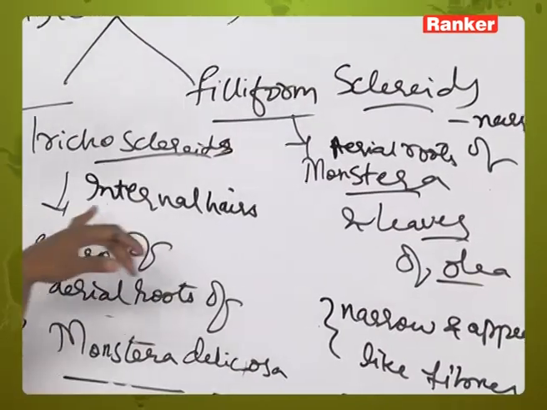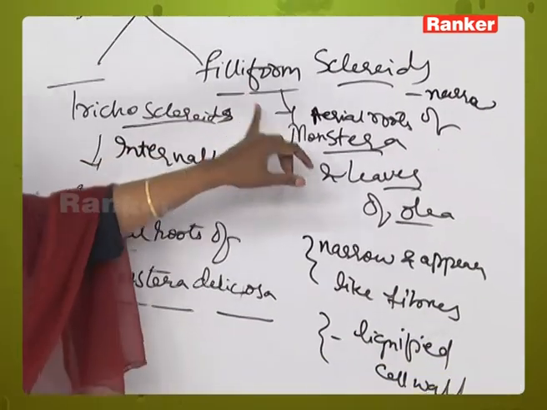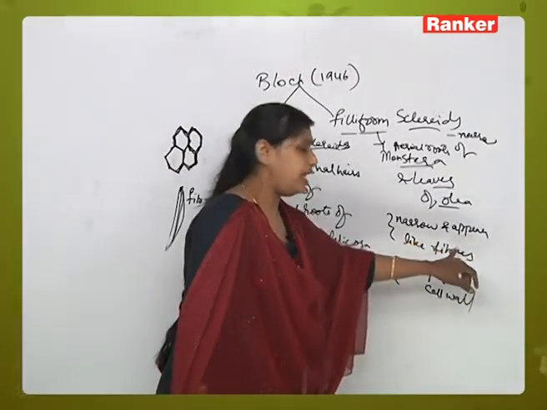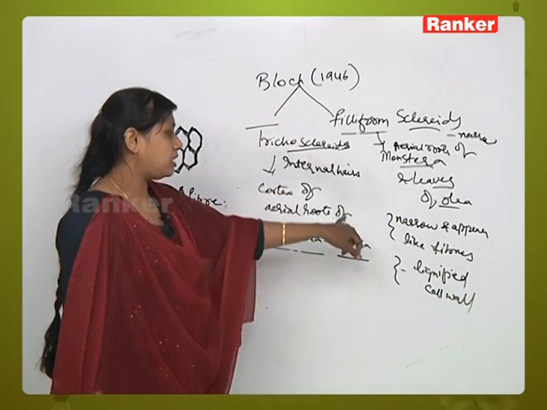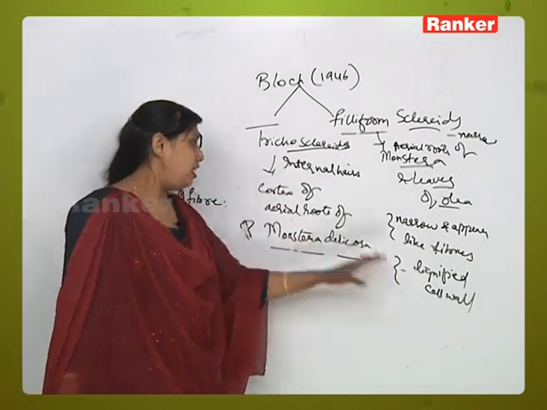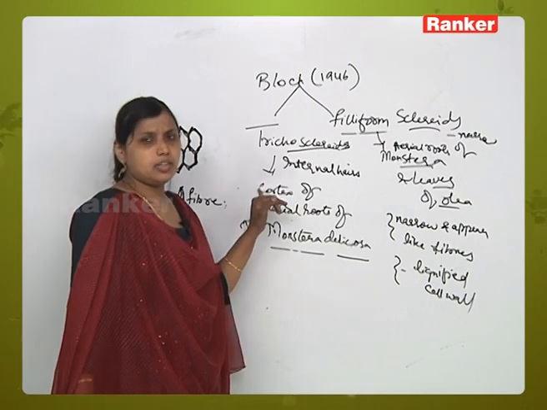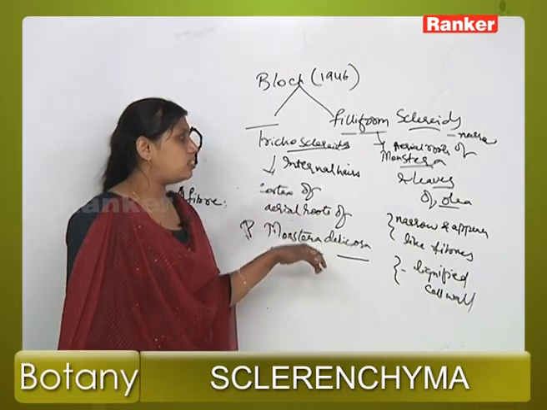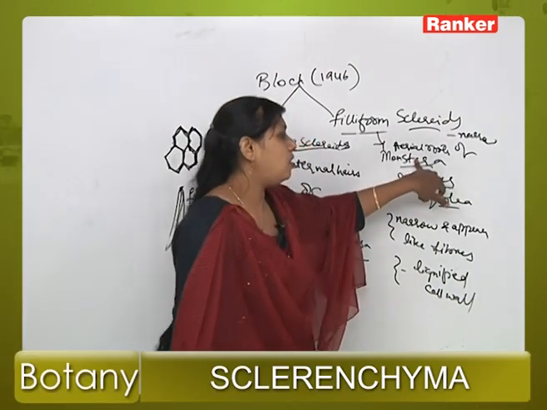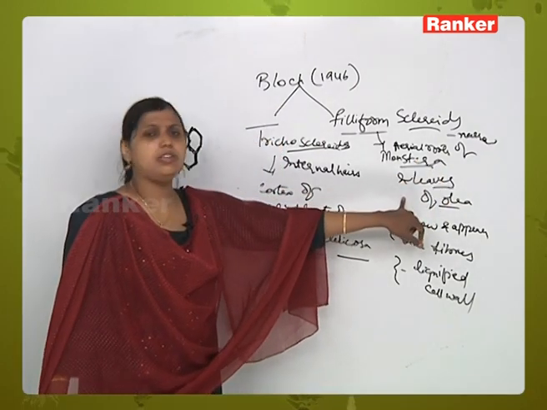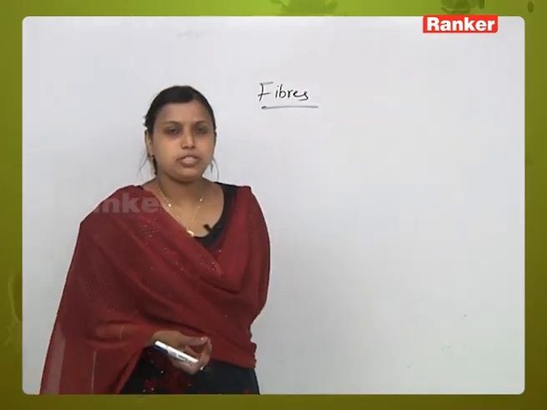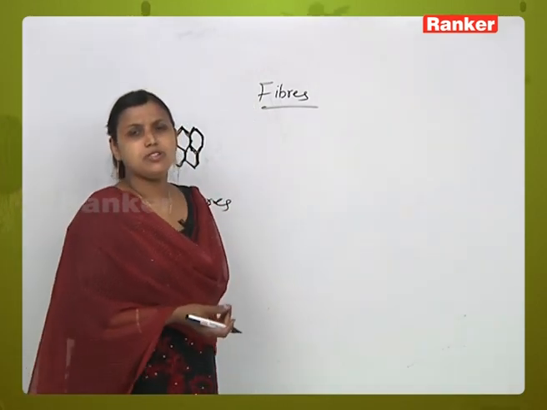Trichosclerites are also called as internal hairs, and filiform sclerites are narrow and appear like fibers, that is why they are called as filiform sclerites, and the cell walls are lignified. Both will show in the cortex of aerial roots of Monstera deliciosa. Here they are seen in the Monstera as well as in the leaves of the Olea. Till now we have studied about sclerites, types of sclerites, and the function of sclerites.